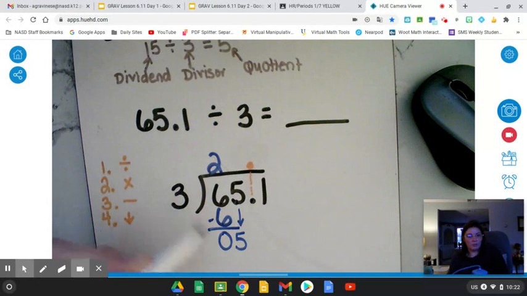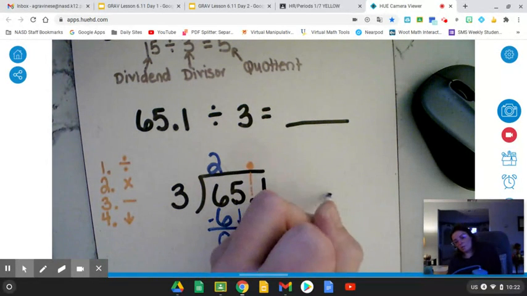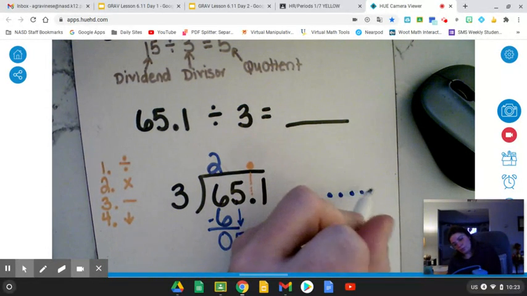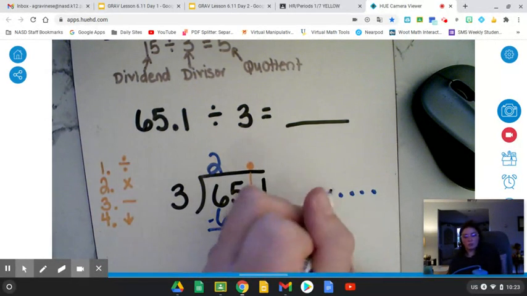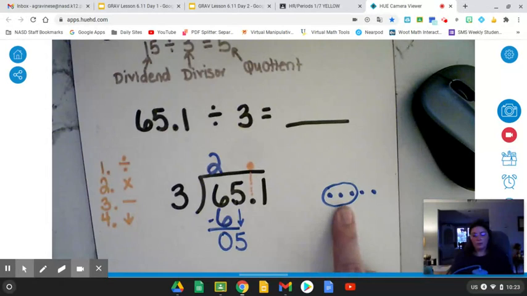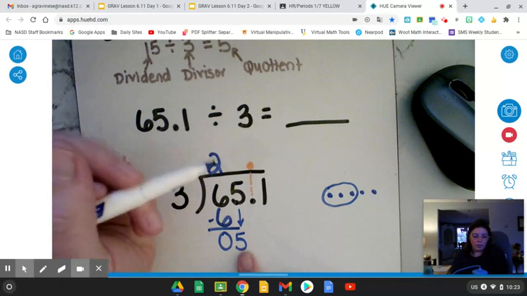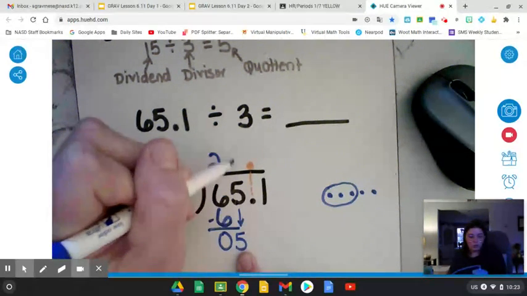How many 3s can we take out of 5? How many groups of 3 can come out of 5? Remember the dot model that I showed you before? If that's helpful, you can use that. So here are 5 dots. How many groups of 3 can I take out? Only 1. So that goes above where I was just working.